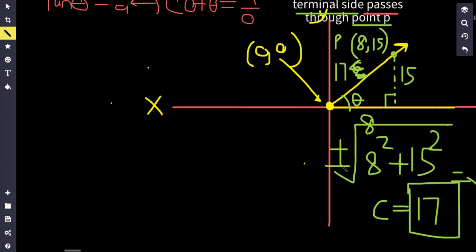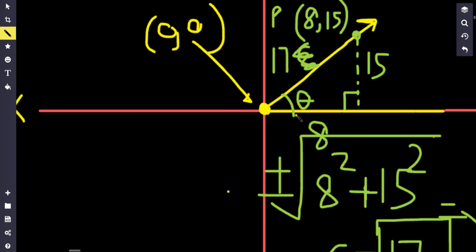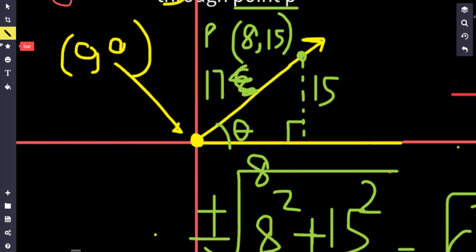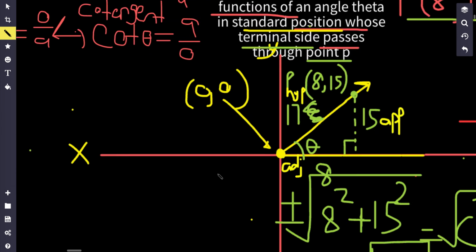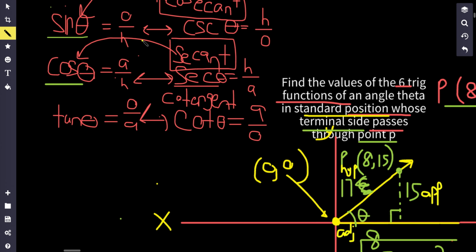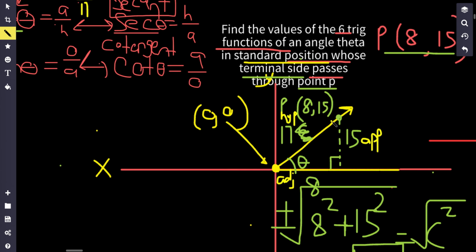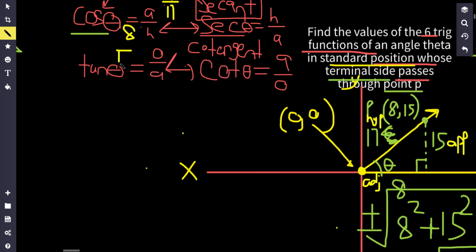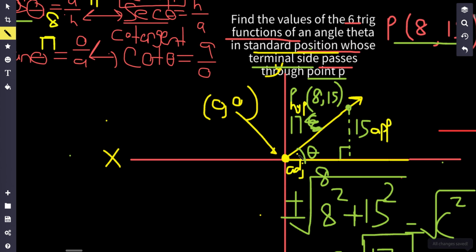So what's sine of this angle that we created right over here? Well, we know that sine is equal to the side opposite over the hypotenuse. So sine of theta is going to be equal to 15 over 17. Cosine of theta is adjacent over hypotenuse, 8 over 17. Tangent is opposite over adjacent, so it's going to be 15 over 8.